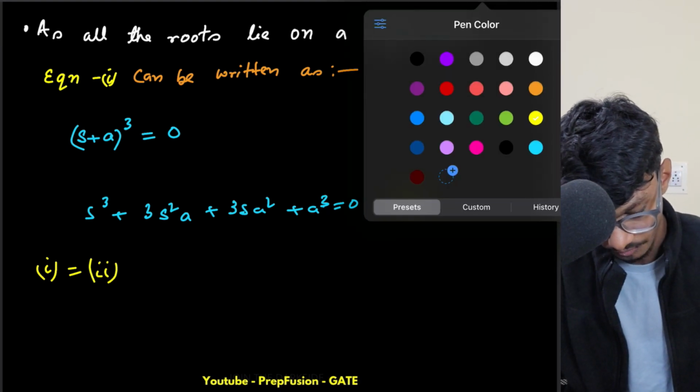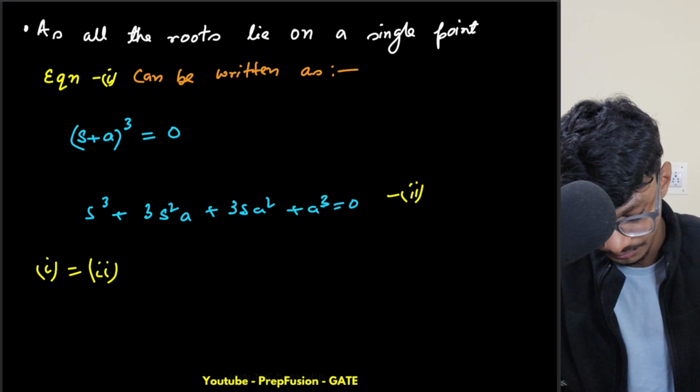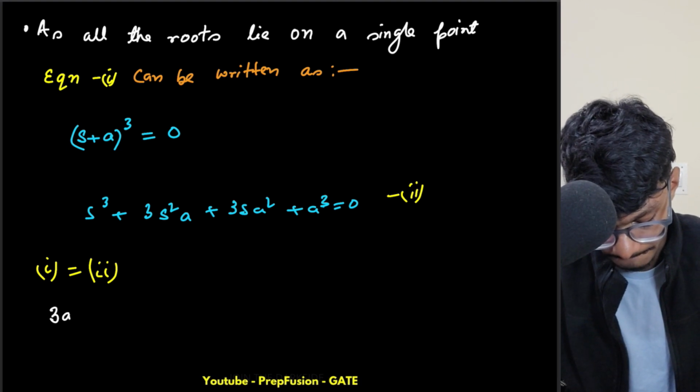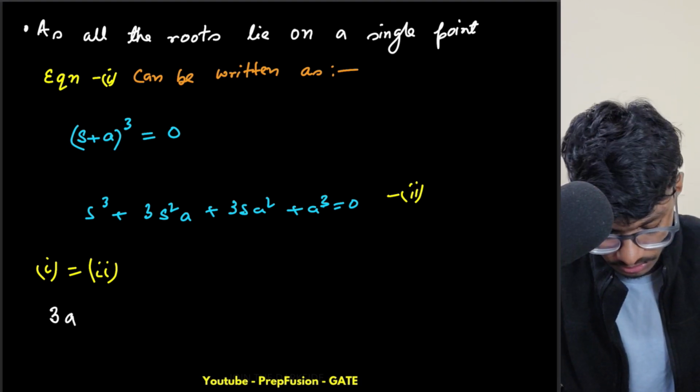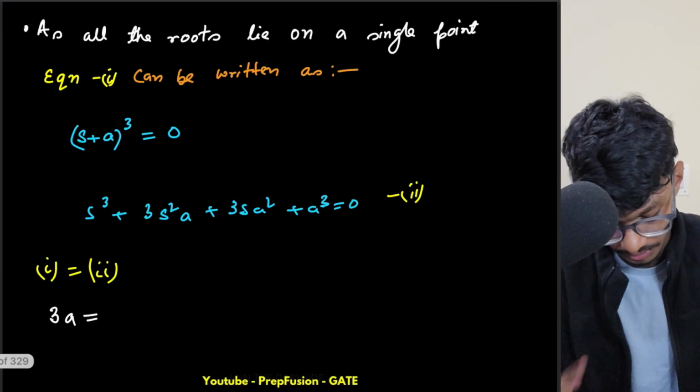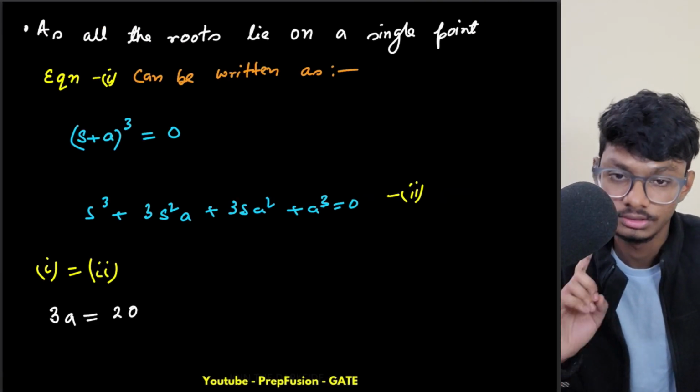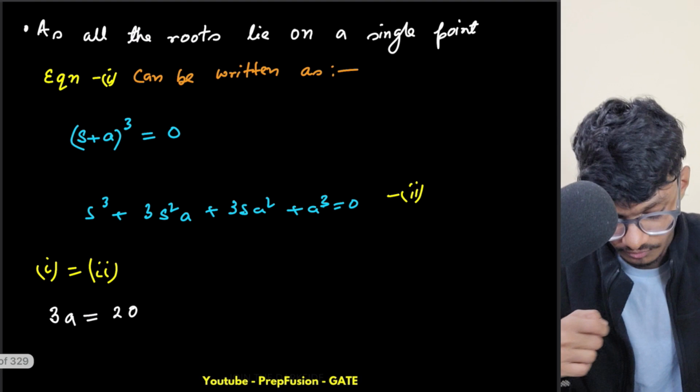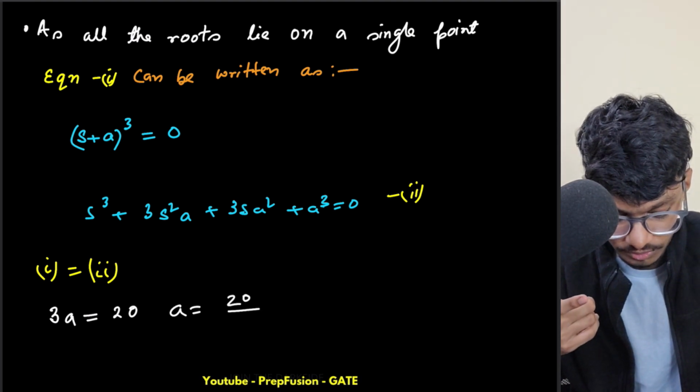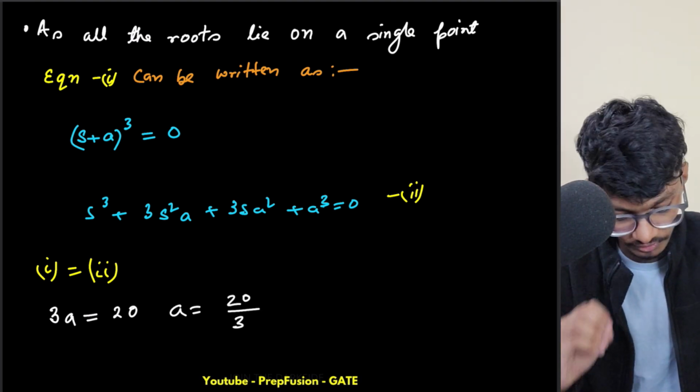Then what information do we get? We get that 3a should be equal to 20. This is the first information. So what will a be equal to? A will be equal to 20 by 3. So the value of a we got.